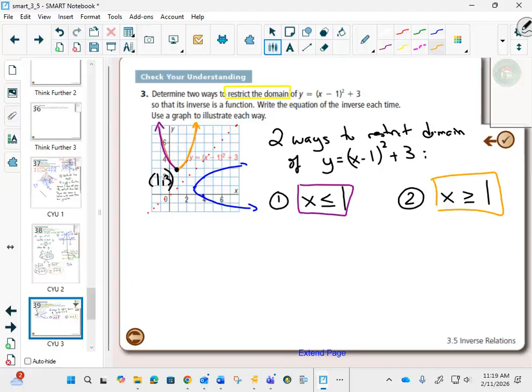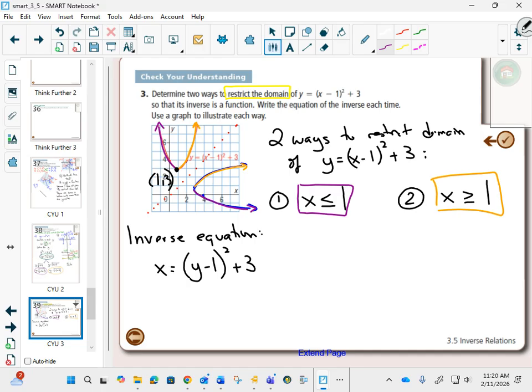Then, it says write the equation of the inverse each time. So when I flip this over, the orange part is going to go here. The purple part is going to go here. We need to write an equation of those both times. Well, algebraically, you can find the inverse equation by switching x and y. So I start by, instead of writing y equals, I write x equals.